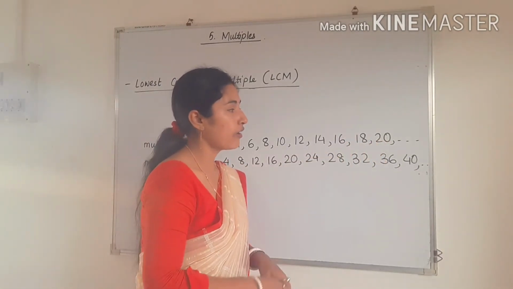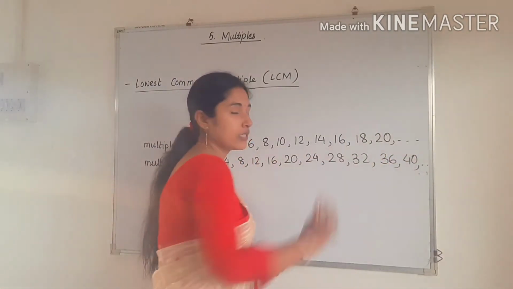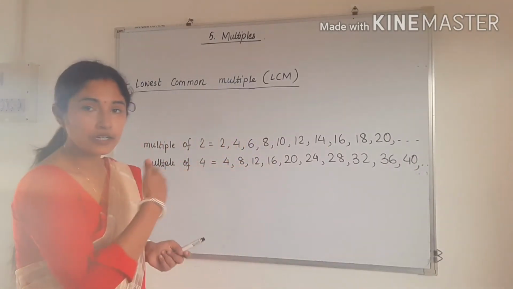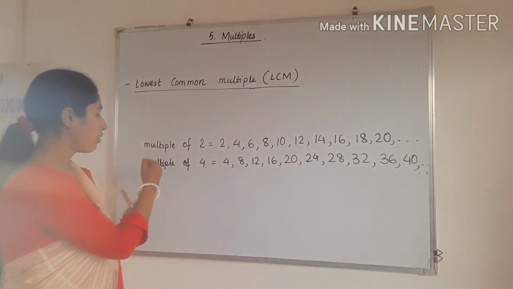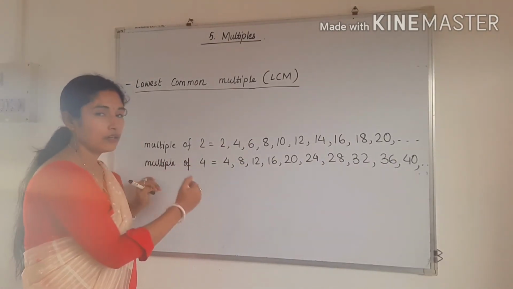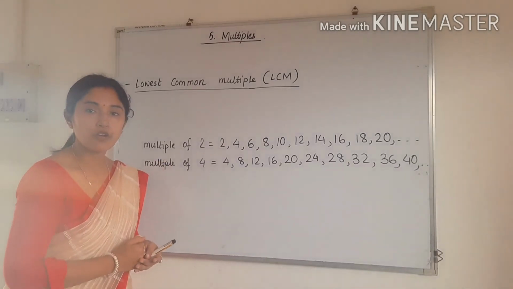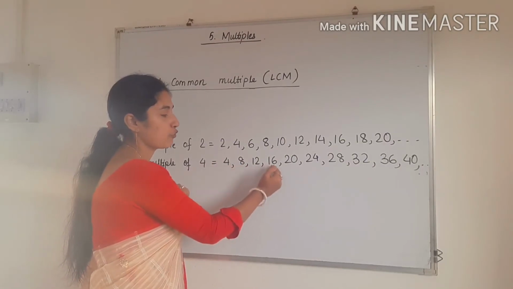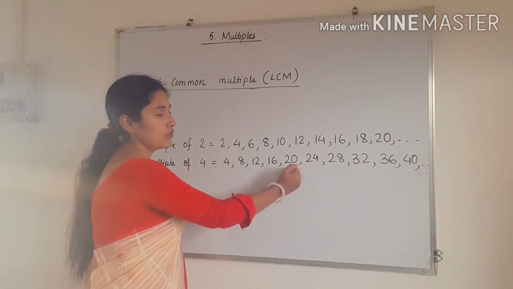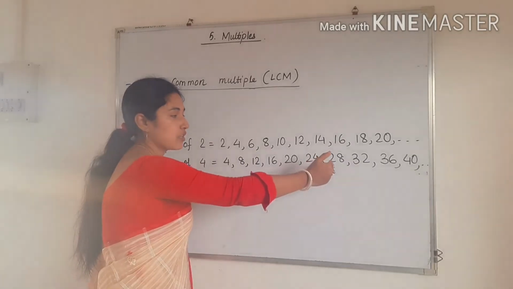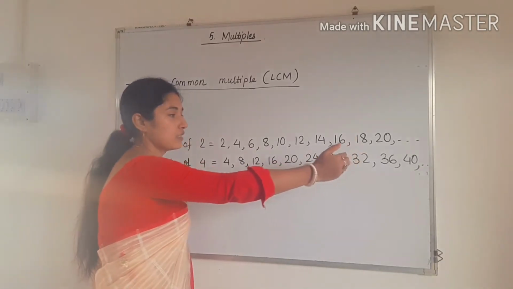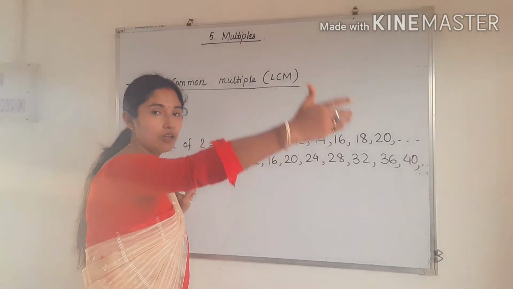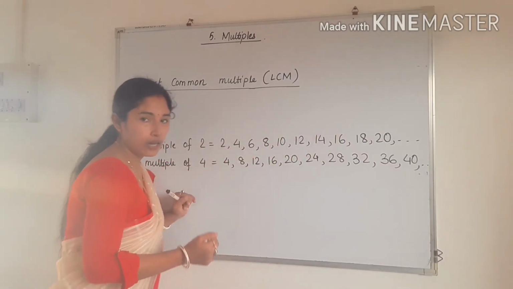After that, I have written 3 dots. What is the meaning of 3 dots? It is continuing like this. In this manner it is continuing. Similarly, I have found the multiples of 4. Again, we have to count the multiplication table of 4. 4 1s are 4, 4 2s are 8, 4 3s are 12, 4 4s are 16, 4 5s are 20, 4 6s are 24, 4 7s are 28, 4 8s are 32, 4 9s are 36, 4 10s are 40, 4 11s are 44. Like that we can go, but I have stopped there at 40.